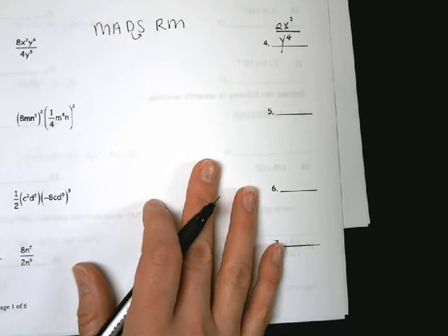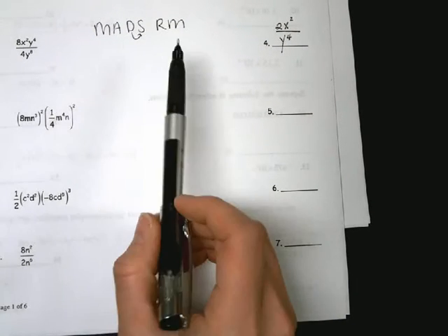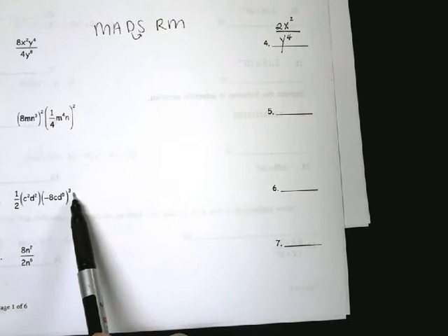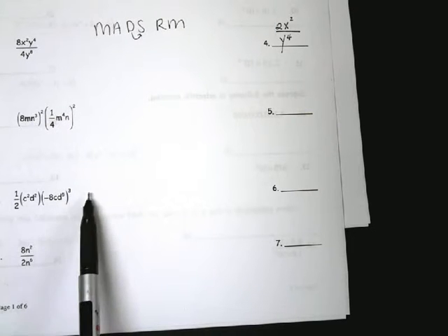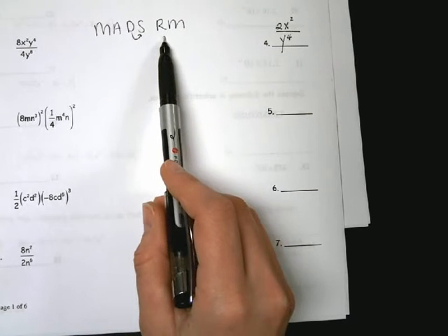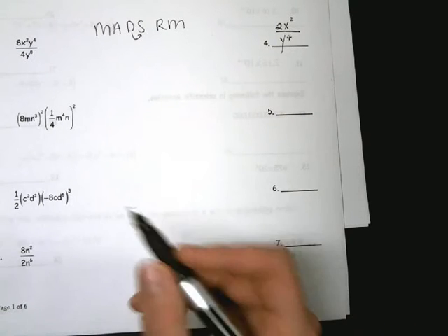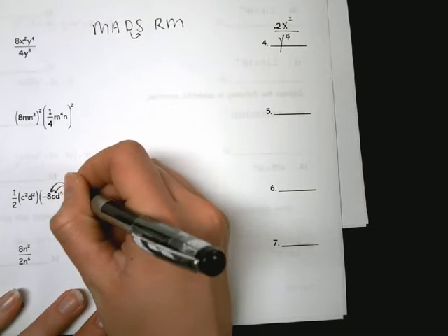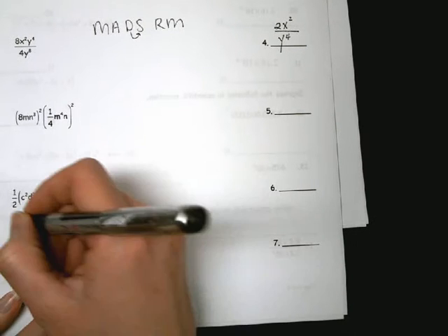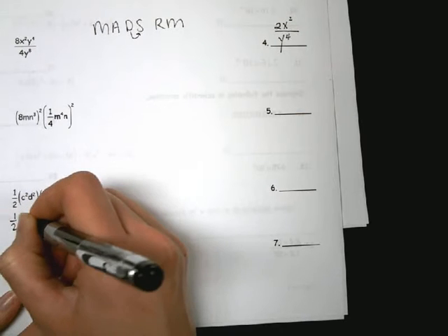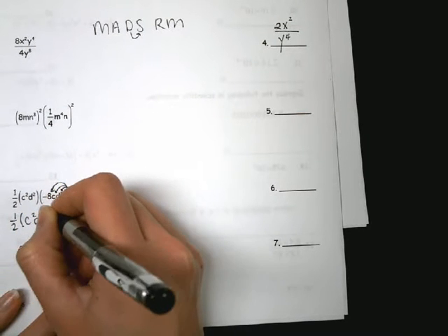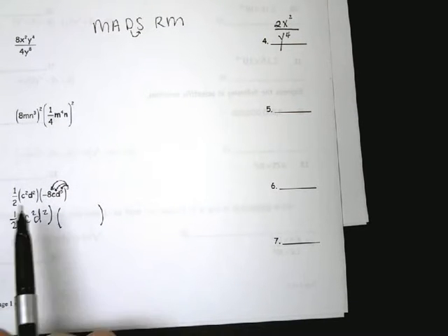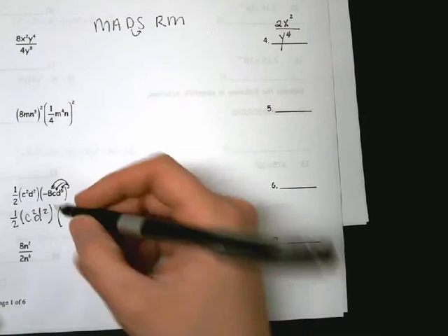For number 6, we're multiplying, and we're raising. So the first thing I want to do is raise. Exponents first, right? PEMDAS. And then I'm going to multiply through. When I'm raising exponents to another exponent, I multiply them. I get to distribute this 3 to the 8, to the C, and to the D. So I'm just going to rewrite this as 1/2, parentheses, C squared, D squared. And then I'm going to rewrite this parentheses with that 3 distributed.